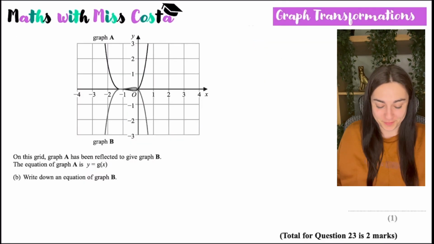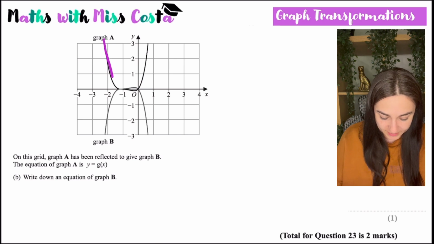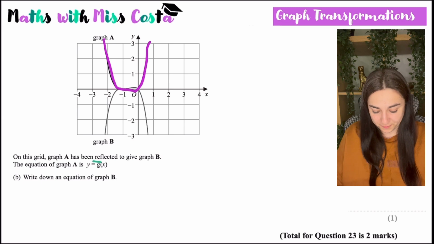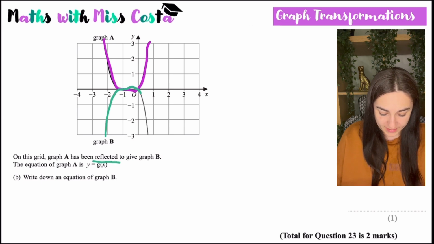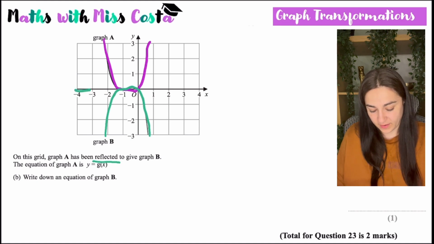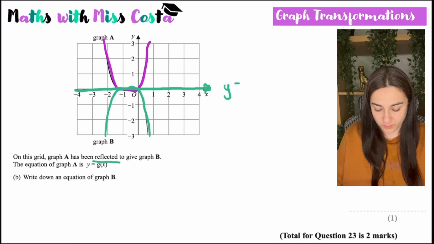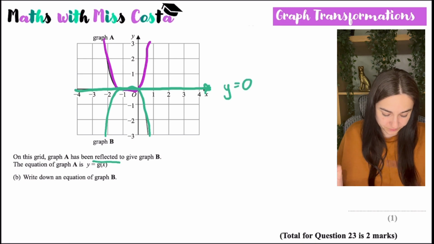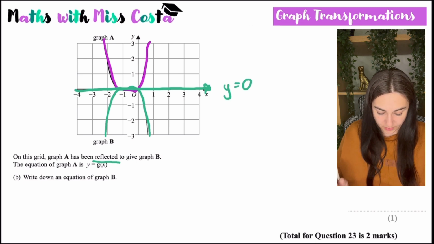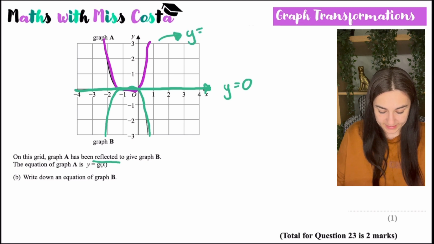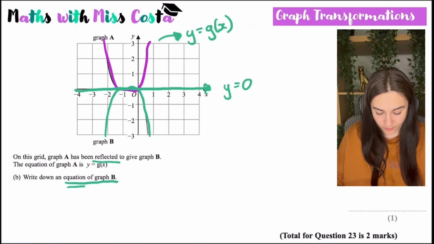So in this next part of the question, I have graph A, which is over here, this strange little graph. And this has been reflected to give graph B. So where would this have been reflected? Well, if I look at the line of reflection, that would be the x-axis. So when y equals 0. The equation of the graph A is y equals g of x. And I need to write down an equation of graph B.